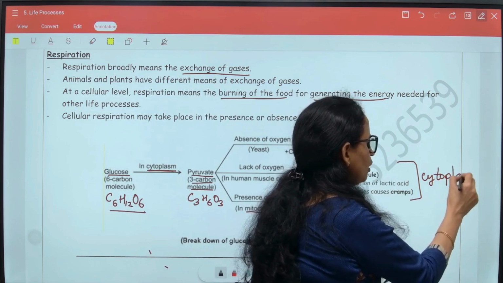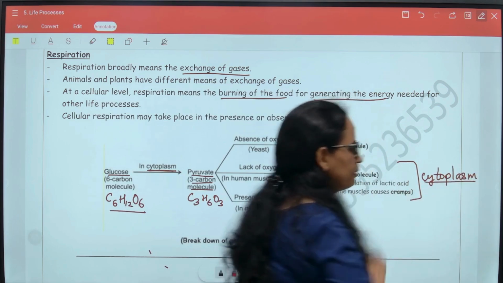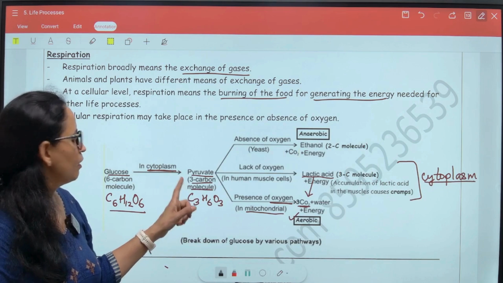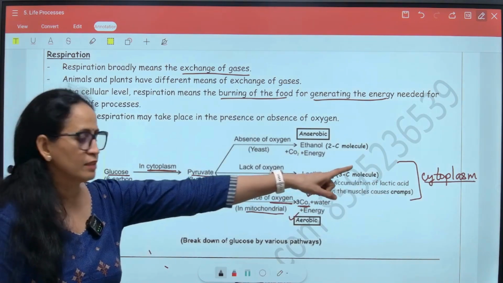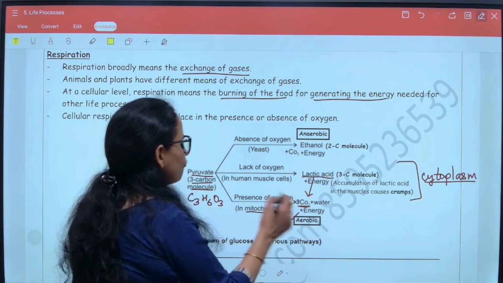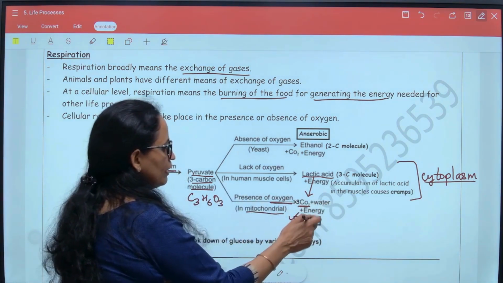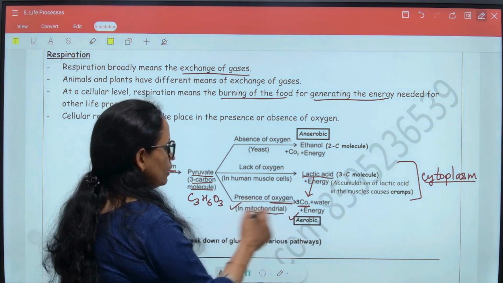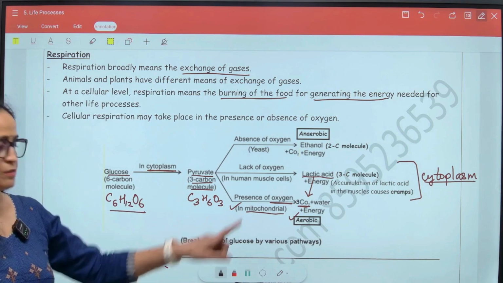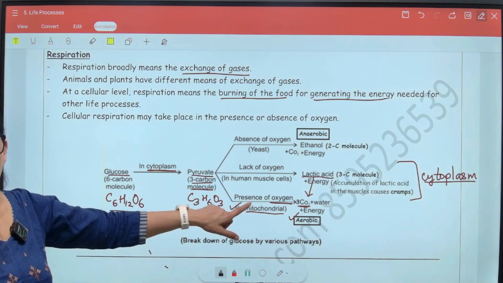It does not happen in the mitochondria. Please remember this. Breaking down of pyruvate to lactic acid happens in the cytoplasm only. Only breaking down of pyruvate into CO2, water and releasing energy is done in the mitochondria, or breaking down of lactic acid also into CO2, water and energy happens in the mitochondria, the last leg of this three-way pathway.